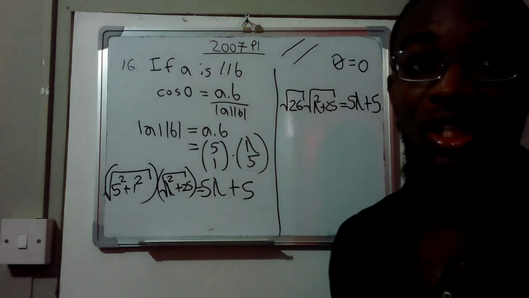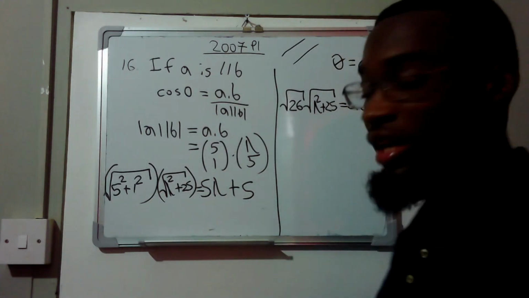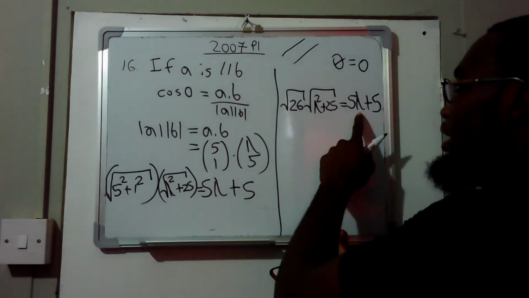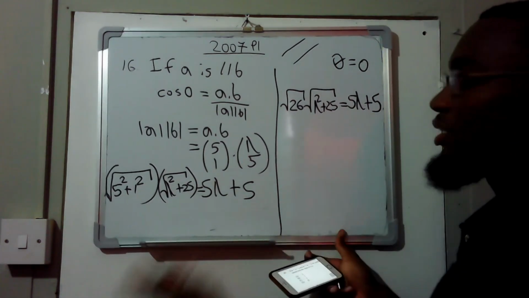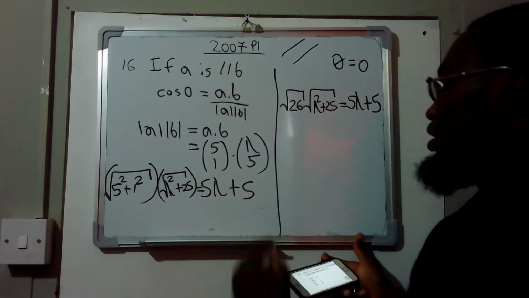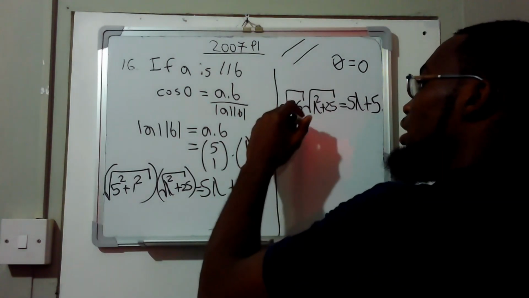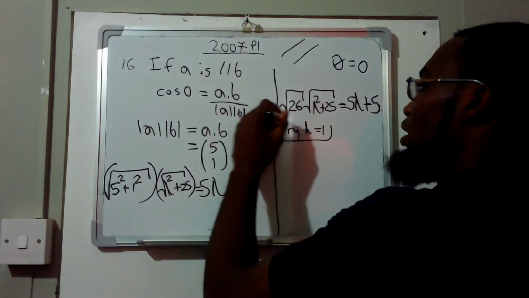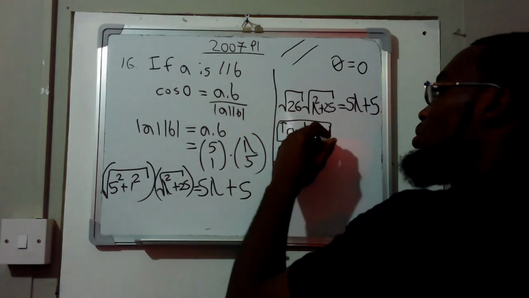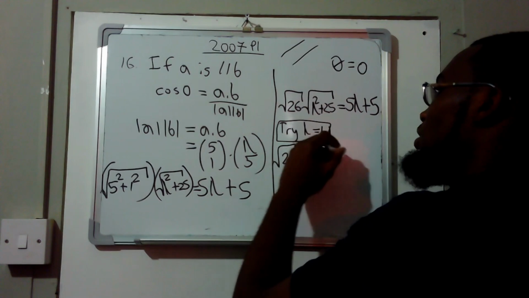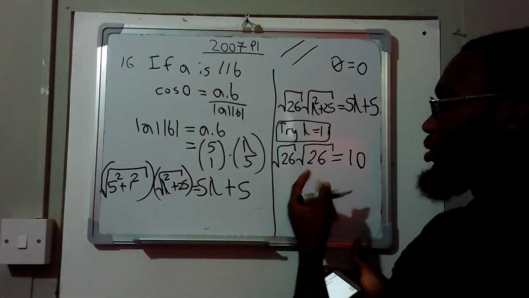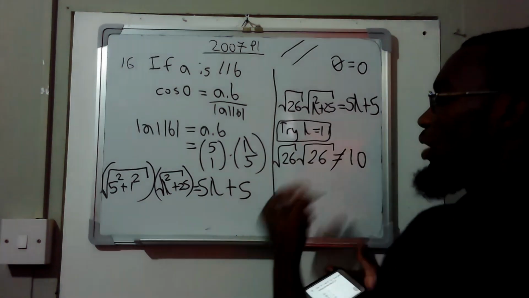Because it's a multiple choice, you don't want to take forever. So I'm not going to try a negative number. Negative 5 is clearly not going to work because this is going to make the right hand side negative. So let's try 1. When lambda is 1, what you get is the square root of 26 times the square root of 26, which would make this become 10. Now this is not true. So 1 doesn't work.